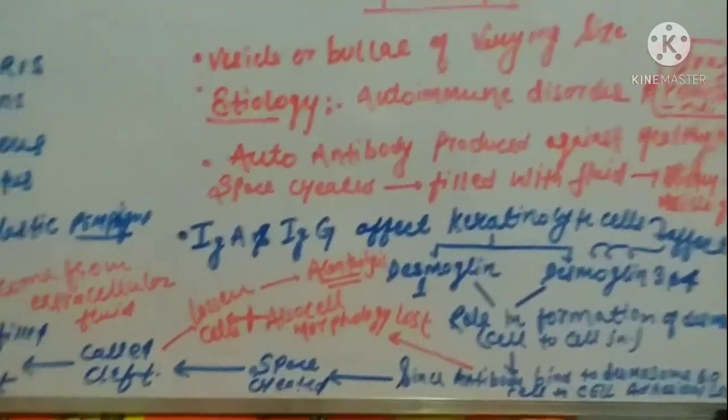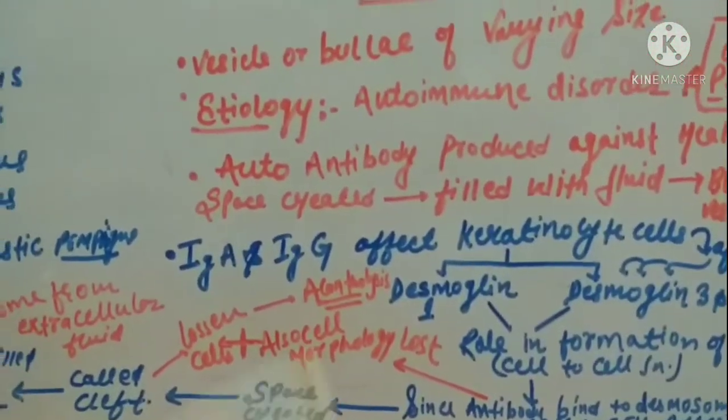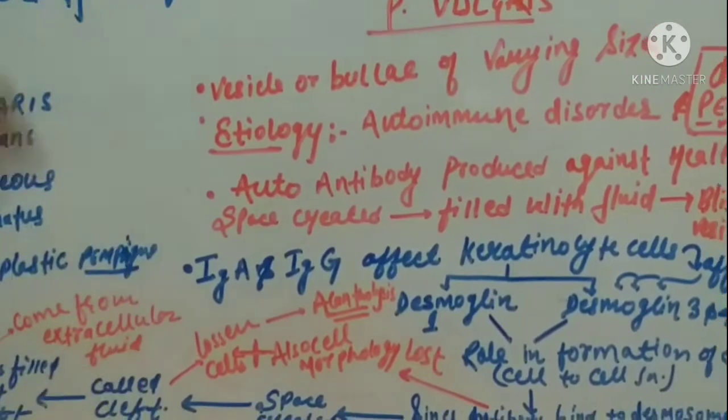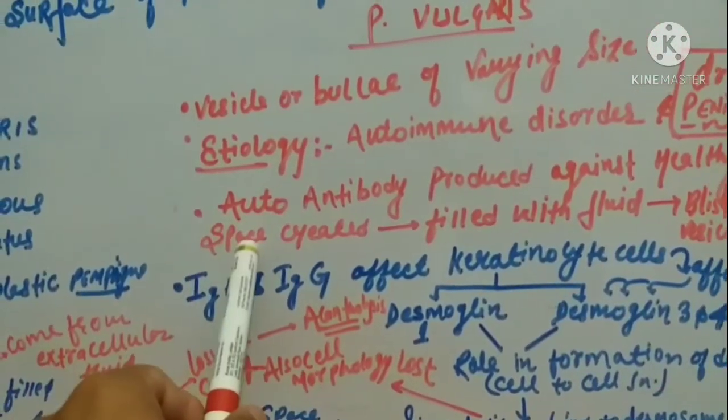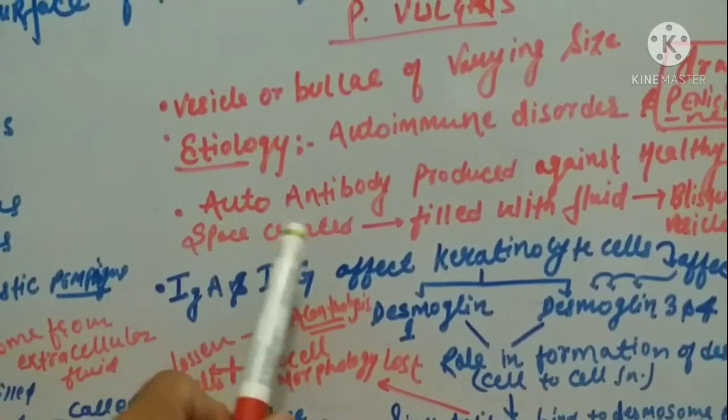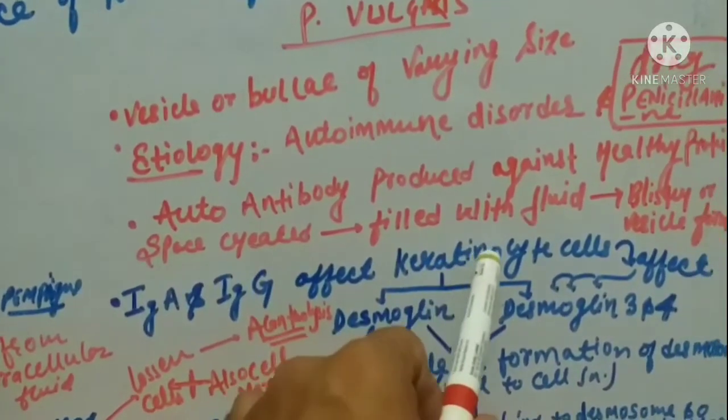Now in detail I am going to make you understand. Listen very carefully. The IgG and IgA antibodies are formed which are going to affect the keratinocyte cell.